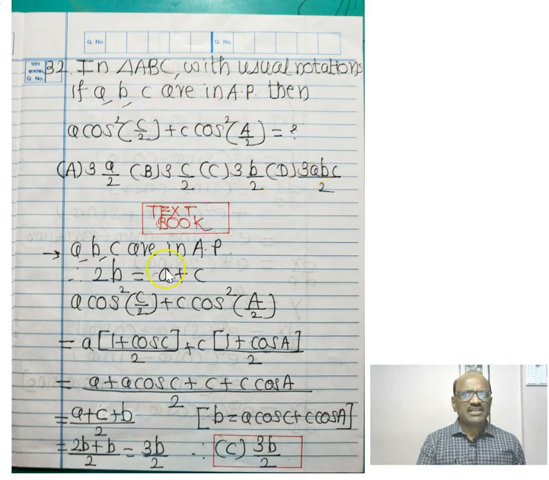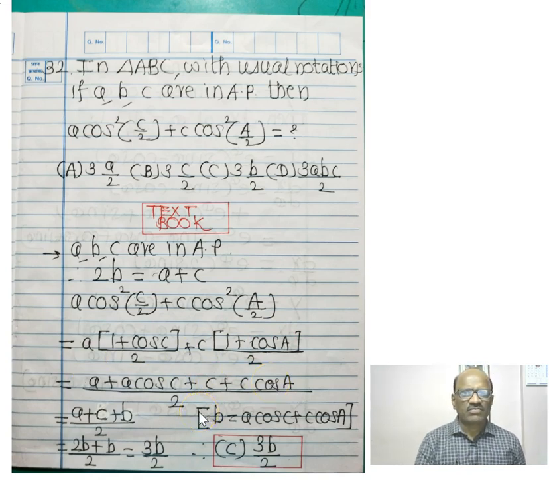Now simple, A, B, C are in AP, then we can write 2b = a + c. Now see this, a cos² (c/2) + c cos² (a/2). Apply the simple formula. What's cos² theta? Cos² theta means (1 + cos 2 theta)/2. In the same manner, cos² (c/2) means (1 + cos c)/2, and cos² (a/2) is (1 + cos a)/2. Now simplify this. 1 into a means a, cos c, and 1 into c is c cos a, divided by 2.